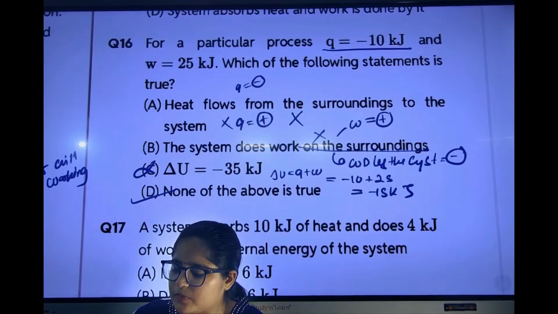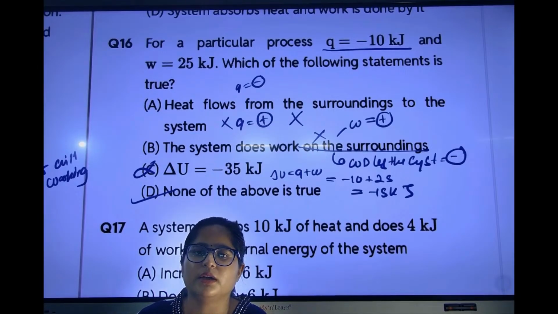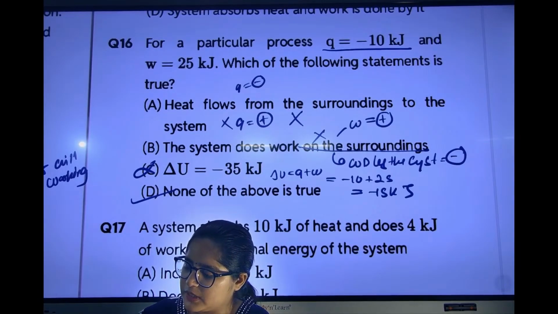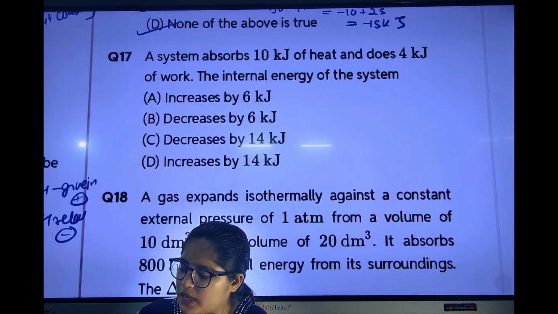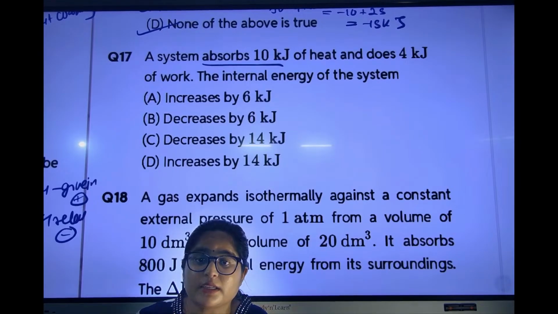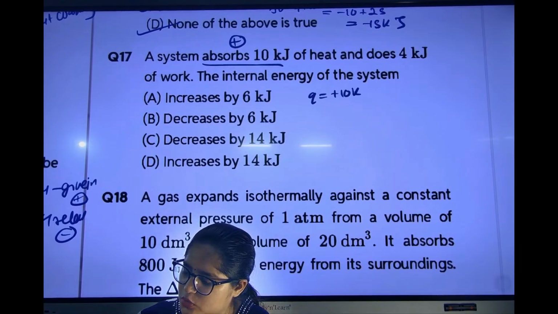I hope with each and every option you are getting conceptual clarity. If not, watch the video again, see the question again. Still if doubt is there, comment down below, I will clarify. Next, question number 17. A system absorbs 10 kilojoule. Absorb means positive, heat is positive. So Q equals plus 10 kilojoule, and does 4 kilojoule of work.